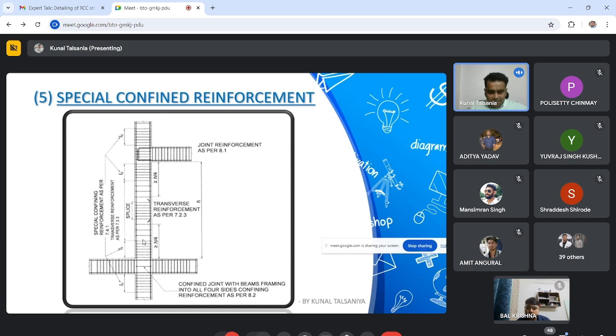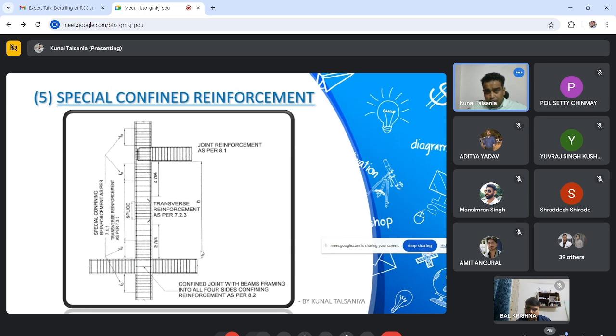This L0 is the confined zone, and the other is the non-confined zone where your lap will start. Your lap will start from H by 4. What is H? H is the clear height from this floor to this beam bottom.